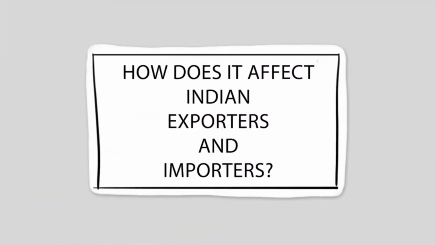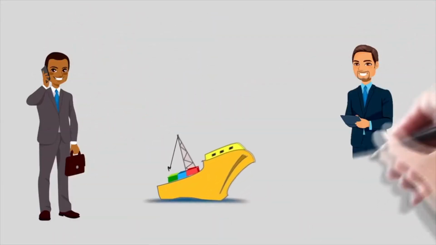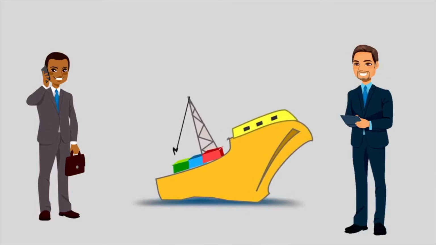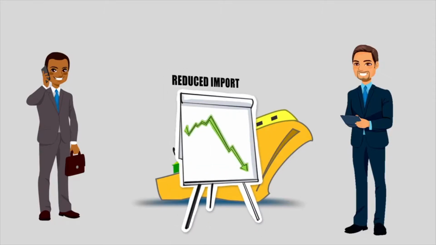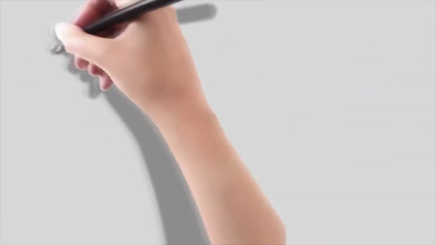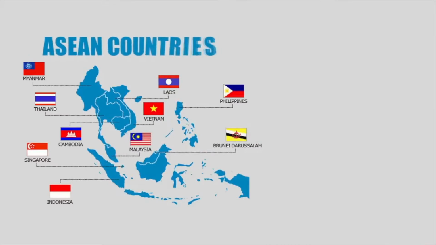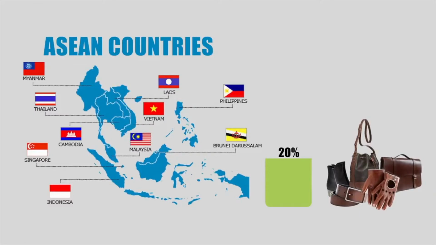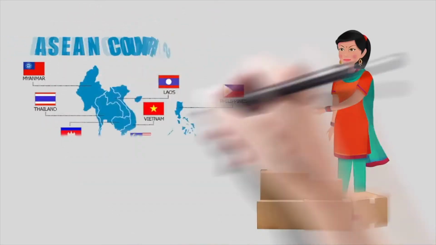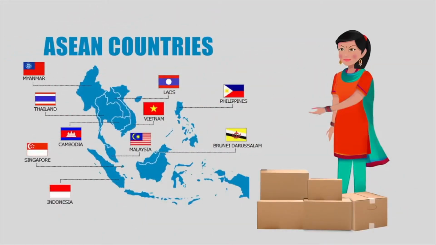How does it affect Indian exporters and importers? If India has an FTA with the trading countries and if the goods being traded are covered by the tariff reduction under the FTA, then the importer or exporter has to pay a reduced import duty and not the standard duty that is applied to other countries. Here is an example. The ASEAN countries impose an import duty of 20% on leather goods. However, under the India-ASEAN FTA, the duty for India is 0%. This means an Indian leather exporter like Niku can sell its goods to ASEAN countries with a 20% price advantage.